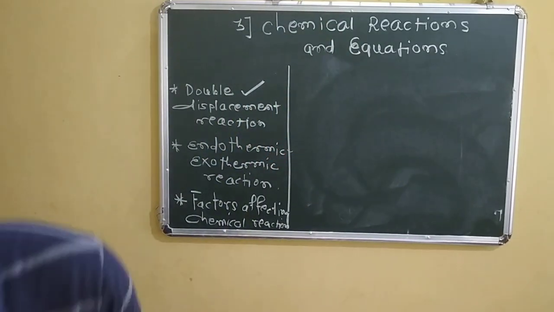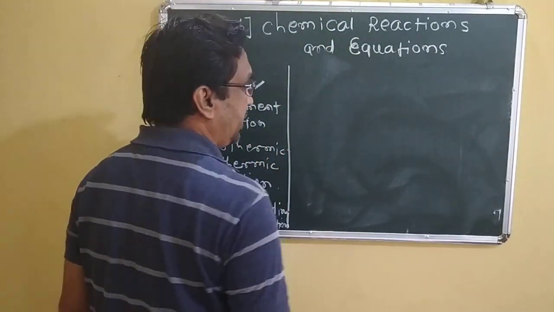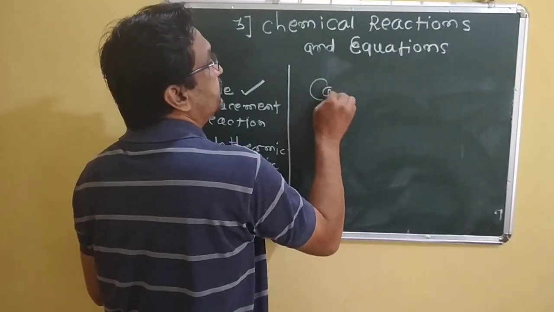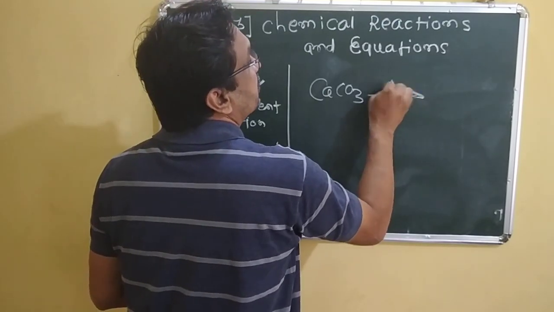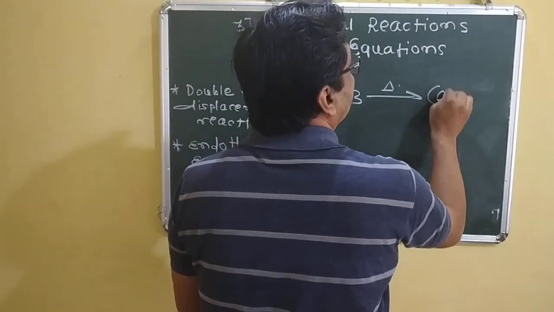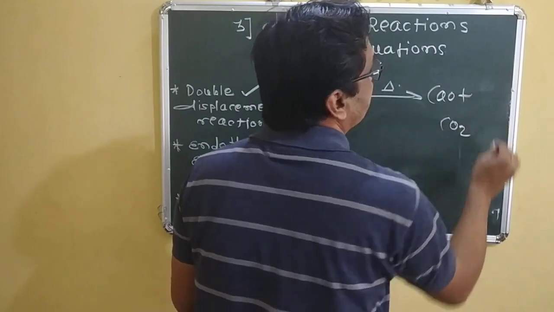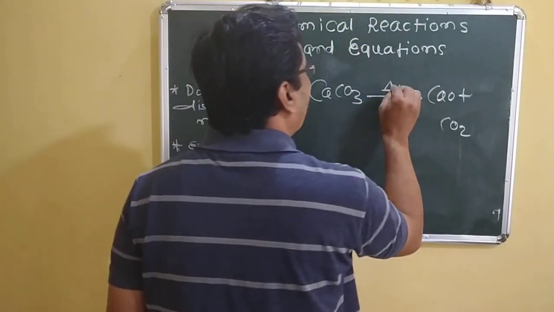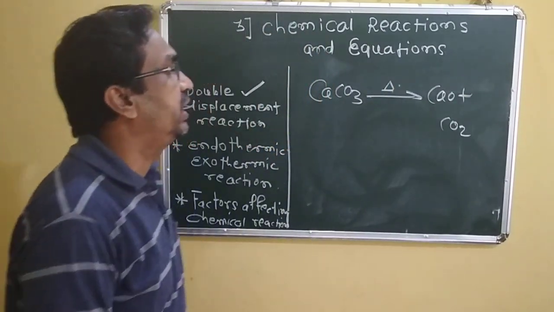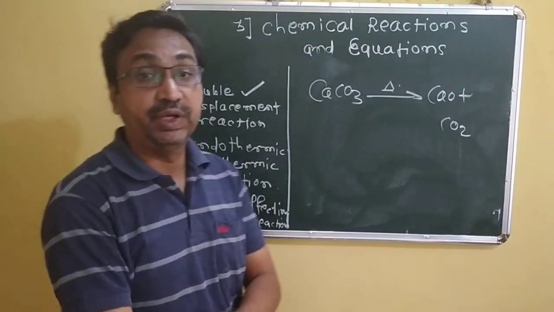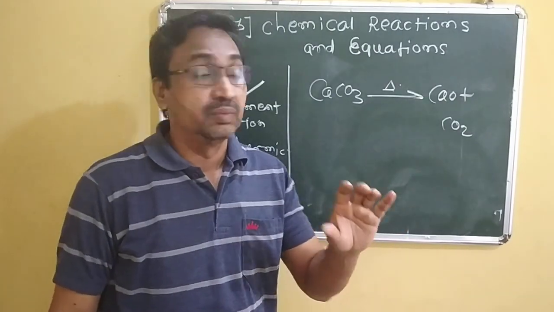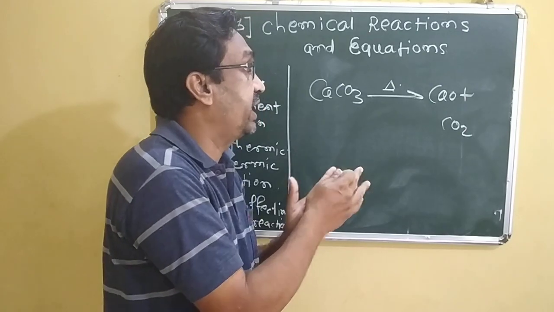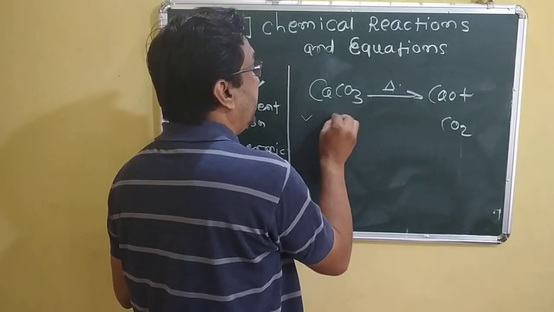We can easily make a conclusion over it. The one reaction is CaCO3, and after that CaO plus CO2. So what do we have to do? We have to provide heat to it. Heat is necessary. Heat is absorbed. Heat is provided from outside. We have to provide it to carry out this reaction, and this reaction is an endothermic reaction.